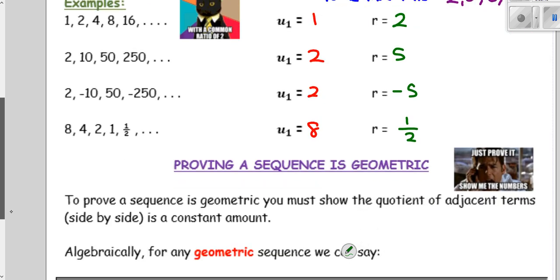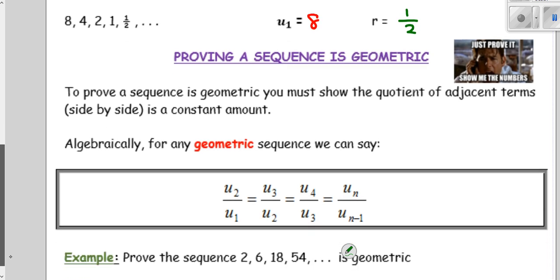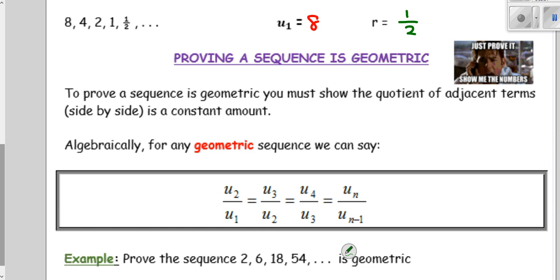Like we had to prove that arithmetic sequences were arithmetic by doing the second term minus the first term, the fourth term minus the third term, and the 6th term minus the 5th term. The way we can prove something is geometric is by taking the second term divided by the first term, since the common ratio should be constant. That should be the same as the third term divided by the second, and the fourth divided by the third, and the nth term divided by its previous term. So you can call that its previous term.